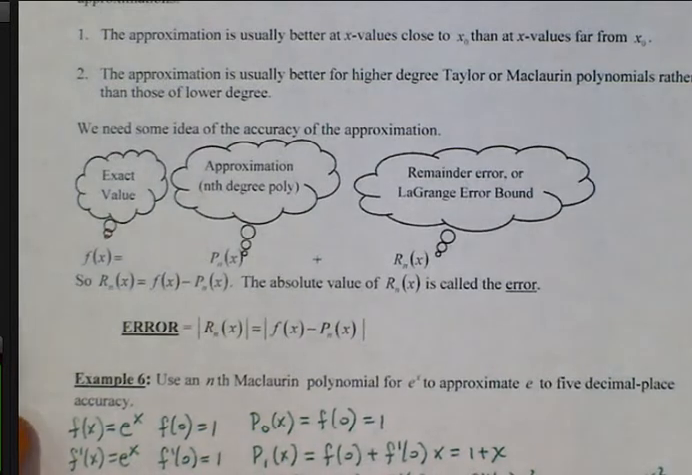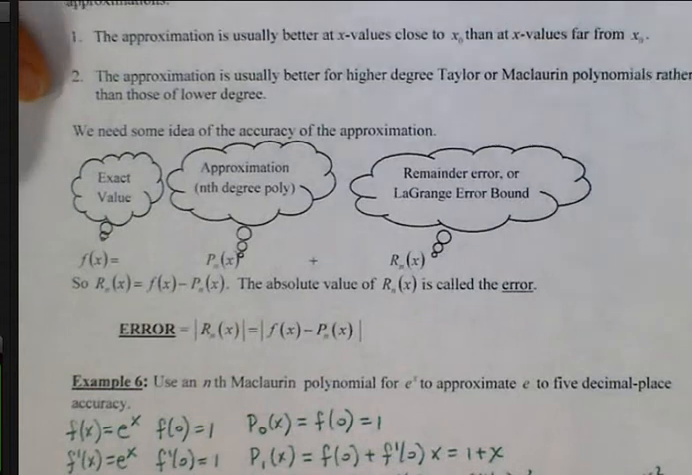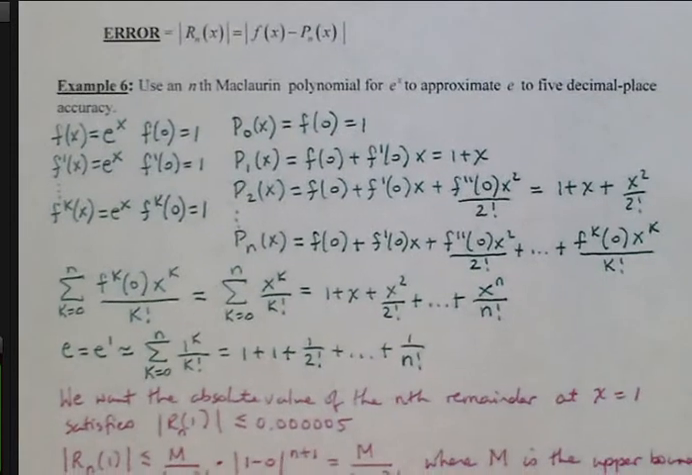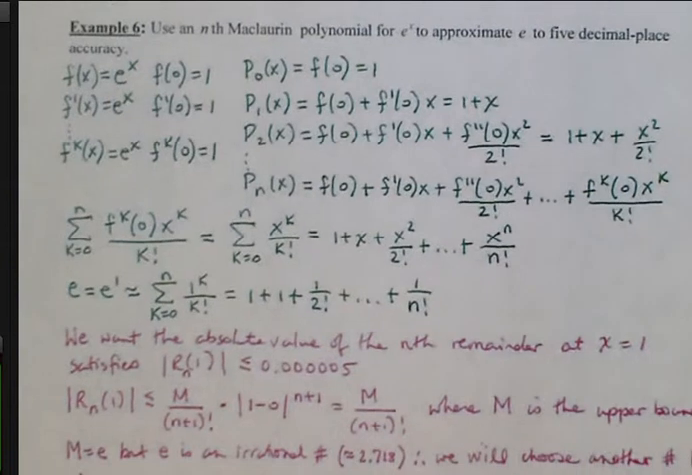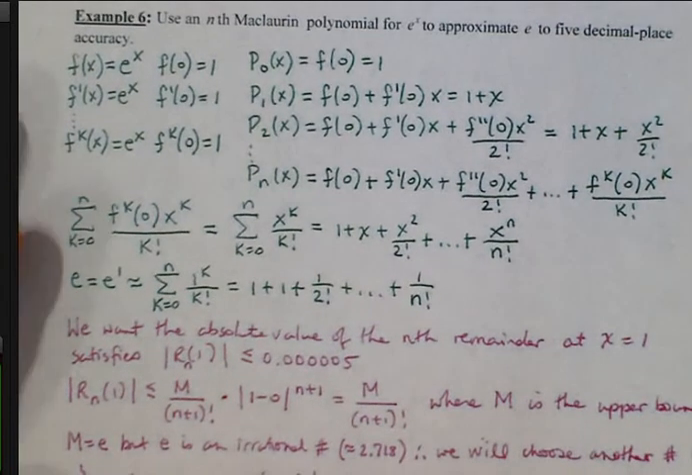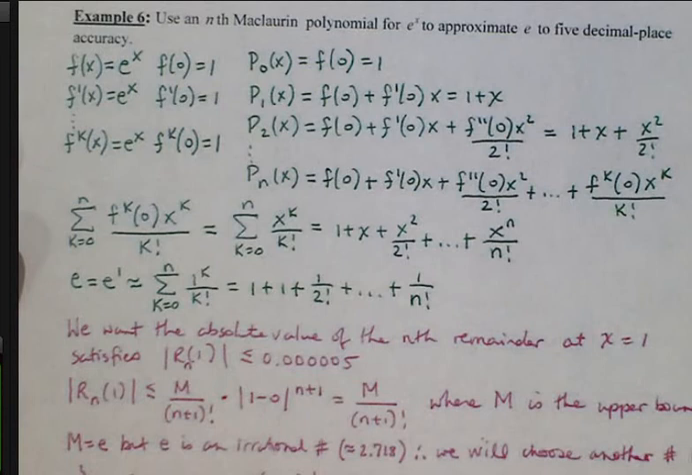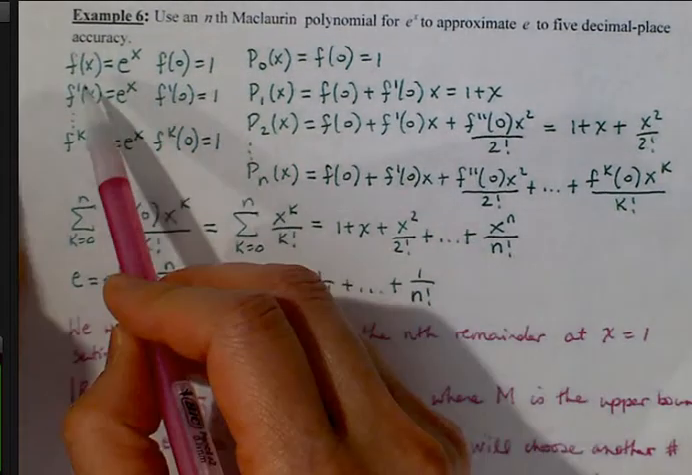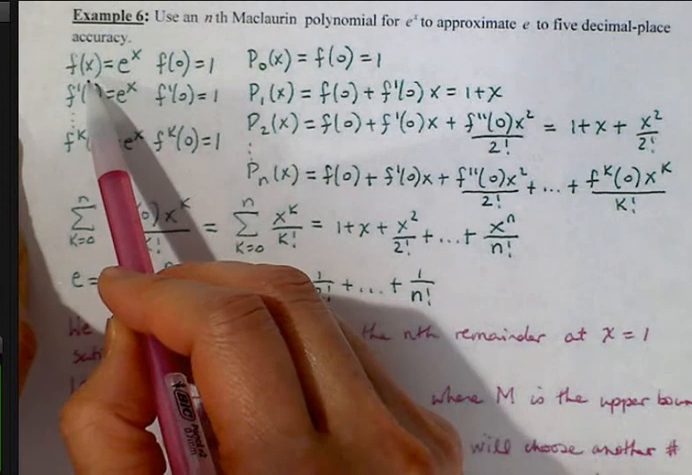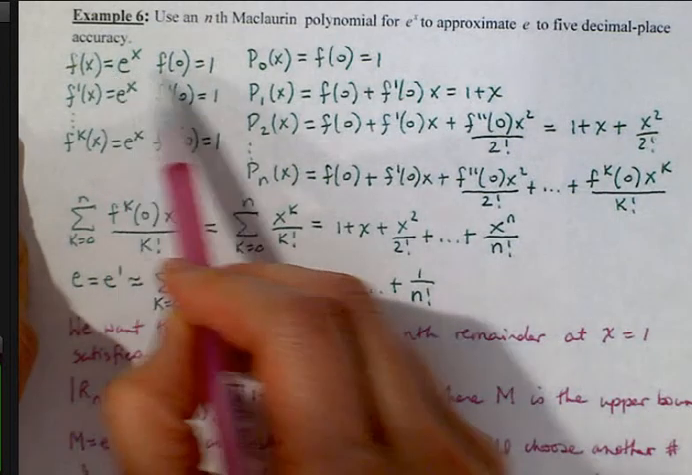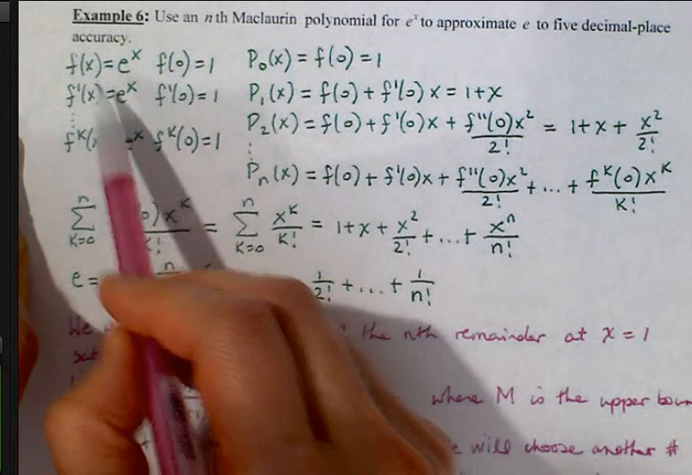Okay, let's go through an example with e to the x. All right, so this is example 6. Use the nth Taylor Maclaurin polynomial for e to the x to approximate e to 5 decimal place accuracy. So I'm going to start off by deriving e to the x. You may know it already, but it's always good to just derive it one more time.